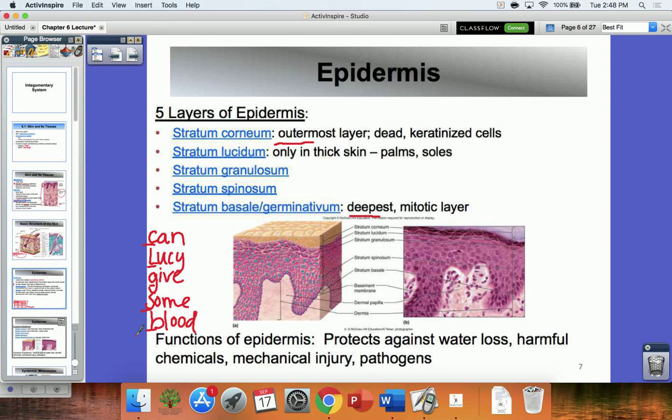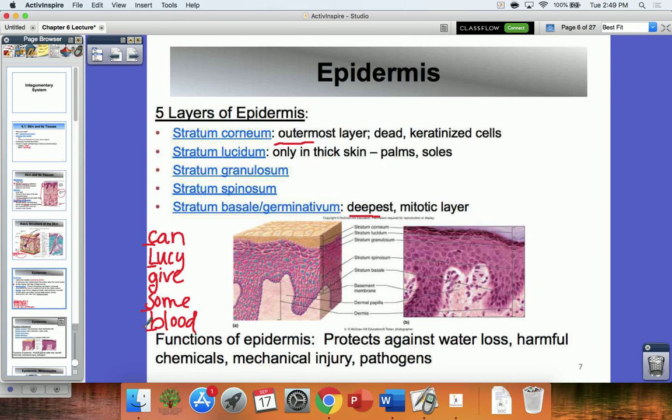I've also seen the mnemonic that says, come, let's get sunburned. Whatever works for you is perfectly fine. If you don't need a mnemonic, that's perfectly fine as well, but that is just what I've always used. Even as a teacher, I use a mnemonic to help me remember them in order.